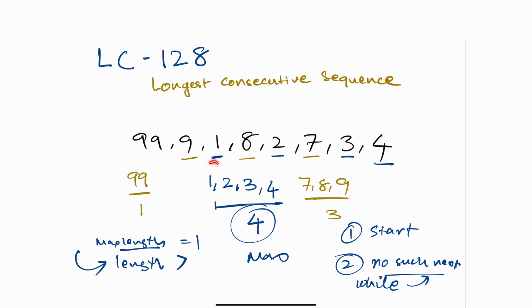If I start with 1, length is again initialized to 1, then this will be 2, 3 and 4. Total length is 4. Is this 4 greater than max length? Yes. So I will replace this with 4. Now I will erase this one and say now it is 4. Now even though I am starting with 7, 8, 9, the length was 3. Is it greater than this one? No. So I will not replace the max length. So finally the max length will have the 4, which is the ultimate solution.